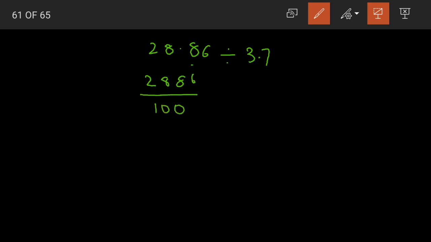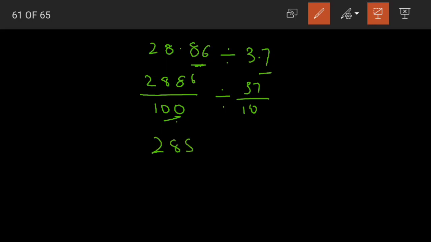2886 by 100. Why 100? Because the number has two decimal places, so we are writing two zeros in the denominator. Again for 3.7, it would be 37 by 10. It has one decimal place, so one 0. Now we already know how to divide two fractions, right?